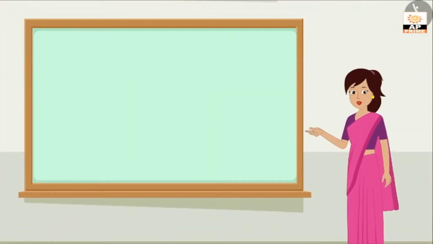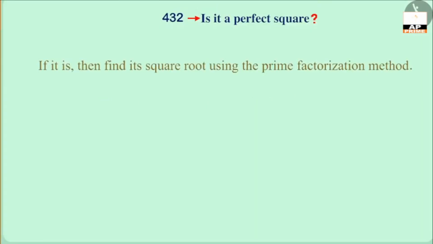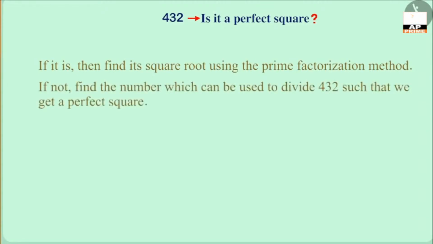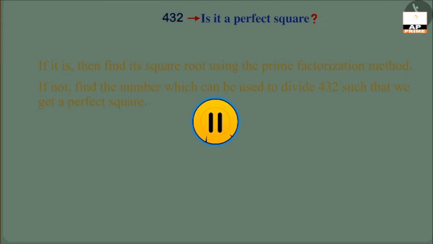Is 432 a perfect square? If you think it is a perfect square, then find its square root using the prime factorization method, and if not, find the number which can be used to divide 432 such that we get a perfect square. You can pause the video here and factorize this number.